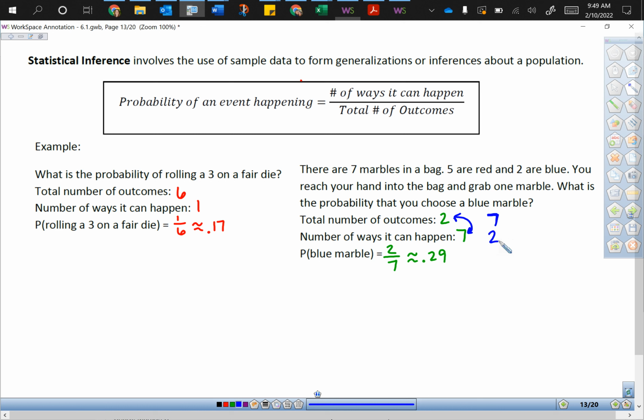Now, my next question to you, which is more likely to happen? You rolling a 3 on a fair die, or you pulling a blue marble out of this bag? Blue marble. Now, it's not a ton more likely, but it is more likely than rolling a 3 on a fair die.